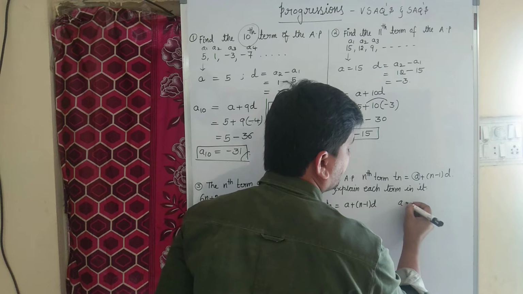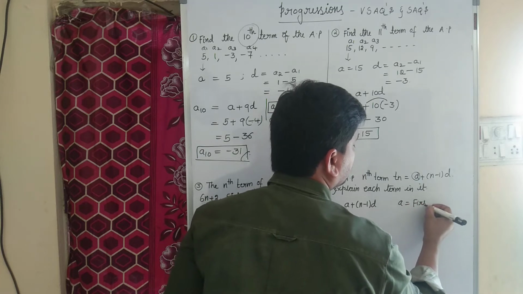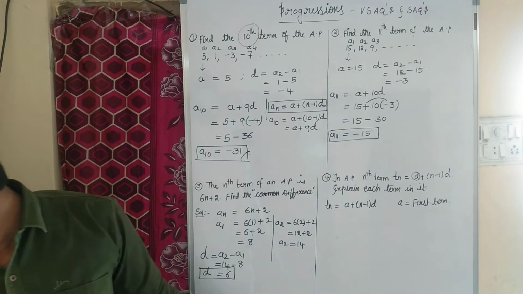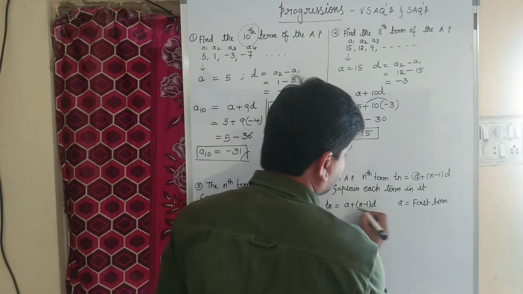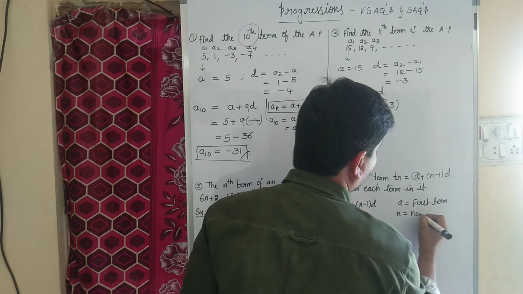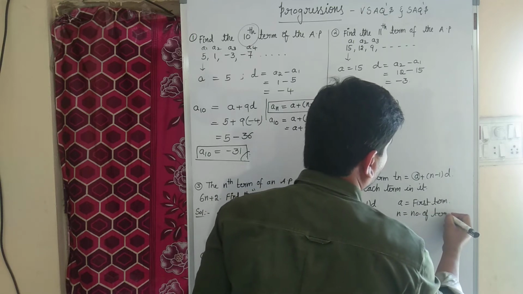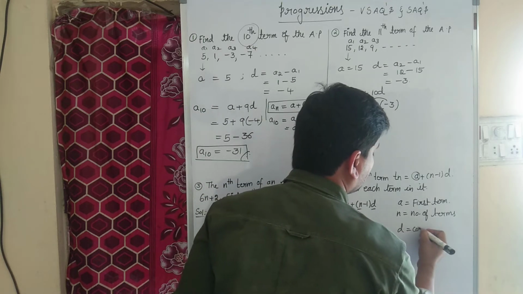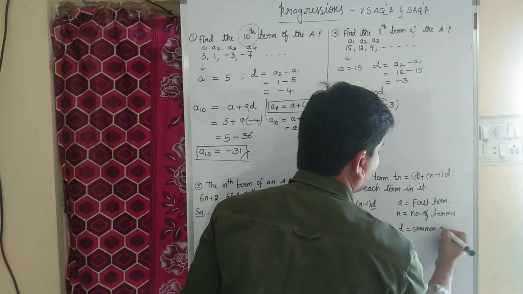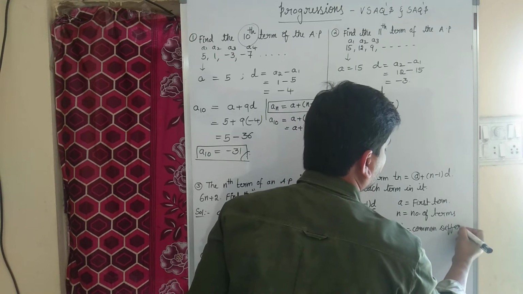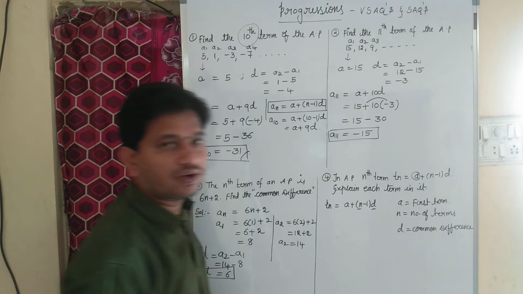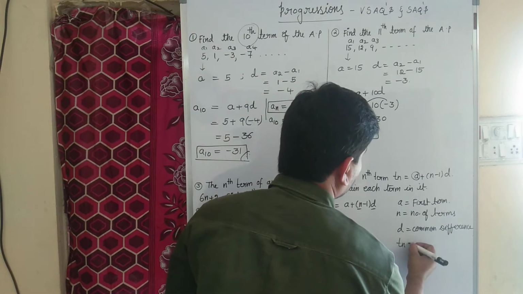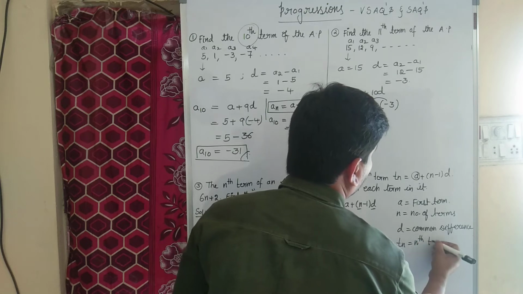So what is a here? A is called first term. N equal to number of terms. And what is d? D equal to common difference, and Tn equal to nth term, children.